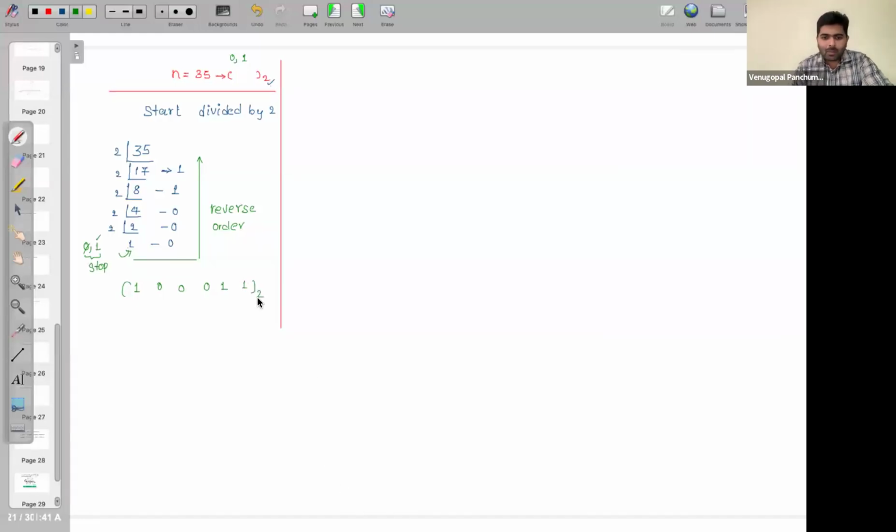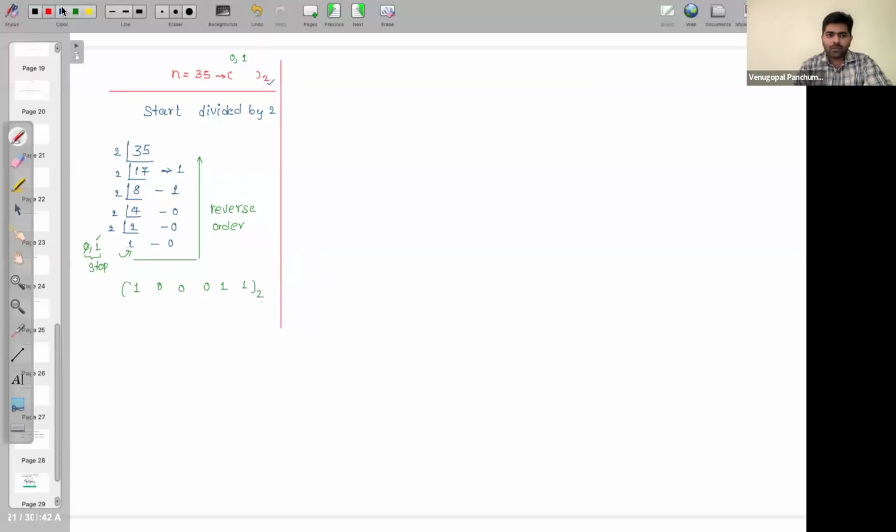Keeping the base is very important, friends. Otherwise, no one knows which number system it is in. If you did not keep the base, then I could think of this as 1 lakh, 11 something. Therefore, keeping base 2 is very important. This is how a given decimal number can be converted into binary. Understood everyone? Very simple process. Start dividing by 2, write all the remainders, and write them in reverse order.